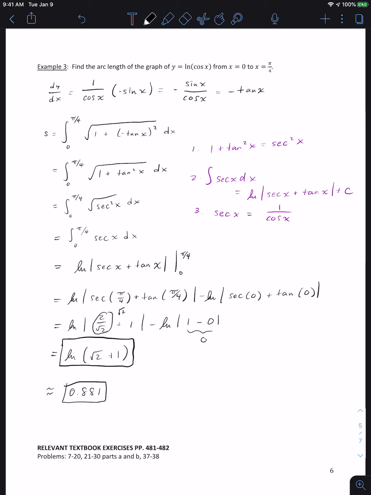All right, so those are some examples of arc length. Again, the formula is not too difficult, but some of the integrals get a little bit tricky and they require some algebra or some u substitution or something like that.